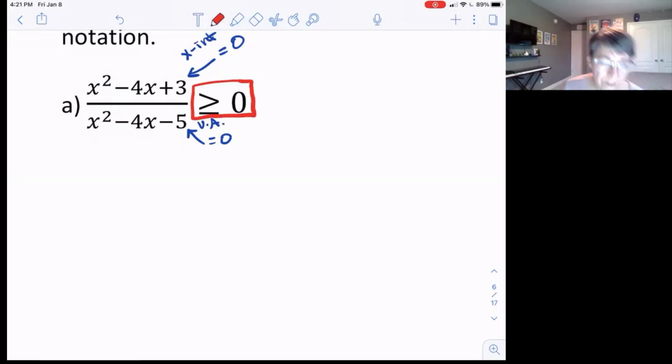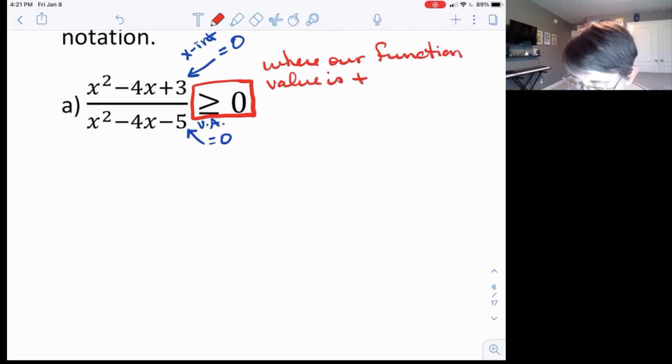Luckily for us, our function is already set to 0. So since it's greater than or equal to 0, we are looking for values where our function value is positive or 0. So now we've got to work with both.